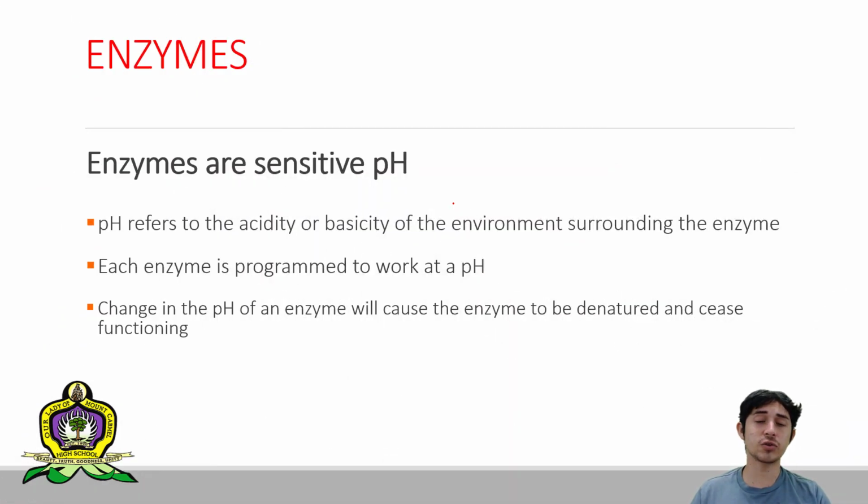Enzymes are also sensitive to pH. The little acronym pH stands for potential hydrogen. And potential hydrogen means this. If you know anything about acids, acids are basically hydrogen ions within a solution. That is what an acid is.